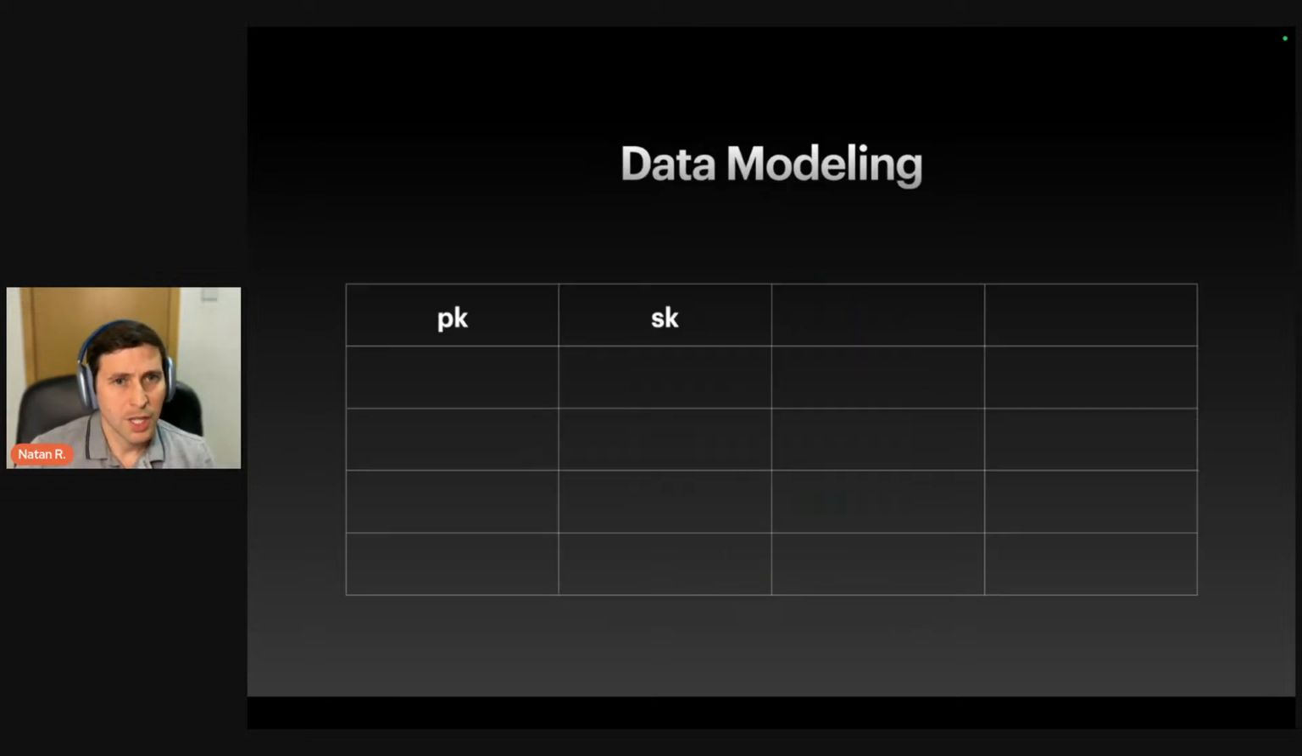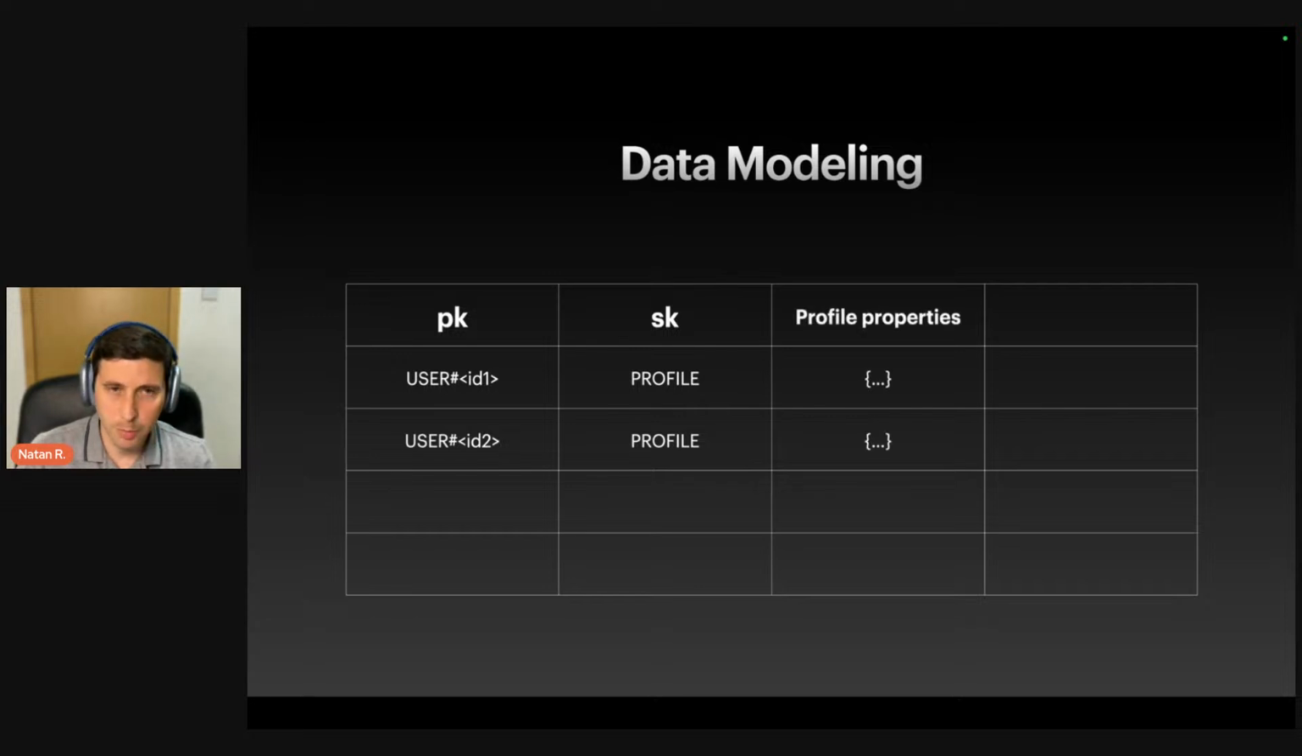And for the sample app, a quick introduction. I'm going to do things a bit different than what I showed before. So, for example, I'm going to have user # the ID as the primary key. For example, user # ID1 or ID2, and the profile. I'm also going to use the profile sort key, and I'm going to have the properties there for the profile.